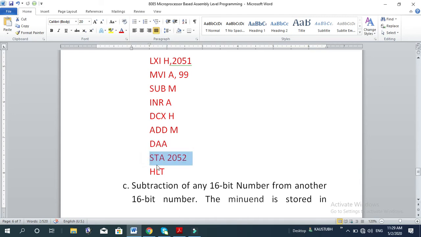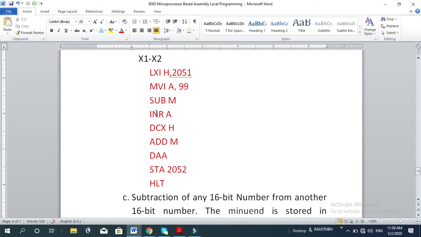Okay. So here I can use INX, but since I have used this DCX over here, it becomes 2050. Now if I would like to use the INX, I have to use INX twice. So INX, then MOV M comma A. So it becomes 3 bytes. So better we use STA directly 2052 and stop. Okay. So this is how we do the decimal subtraction. Hope you understood.